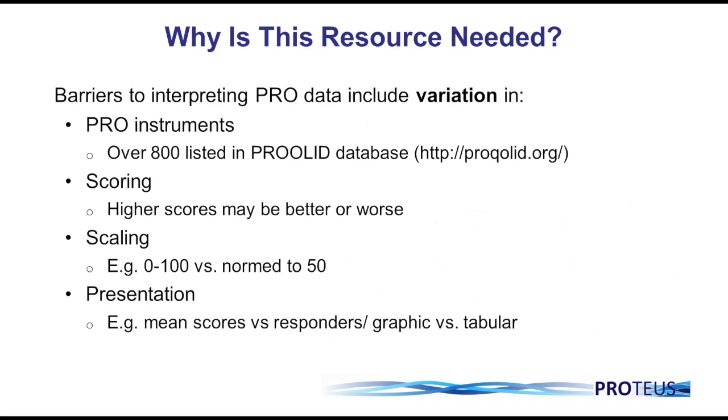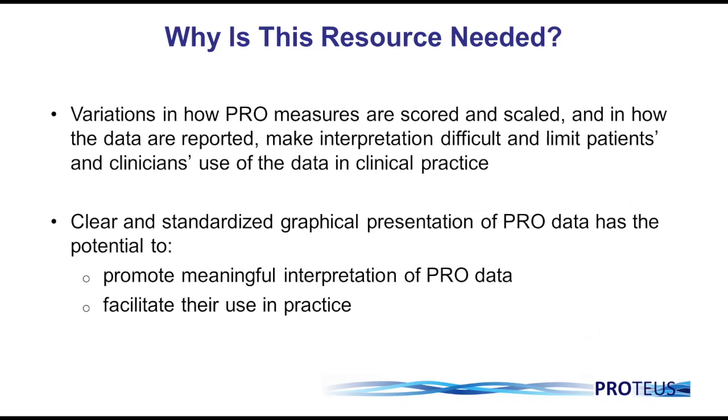The current literature also makes clear the many barriers that clinicians and patients describe in trying to interpret PRO findings, including variation in the PRO instruments themselves, variation in how these instruments are scored and scaled, and variation in how the PRO data are presented. In sum, these variations in how PRO measures are scored and scaled make interpretation difficult and limit patients' and clinicians' use of the data in clinical practice.